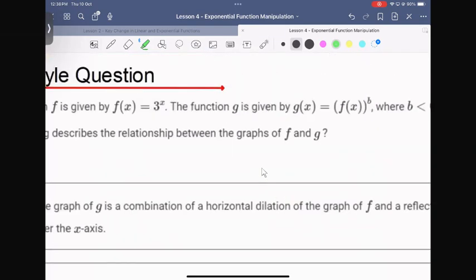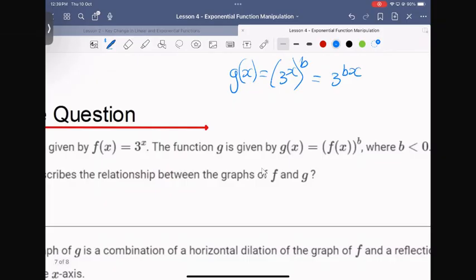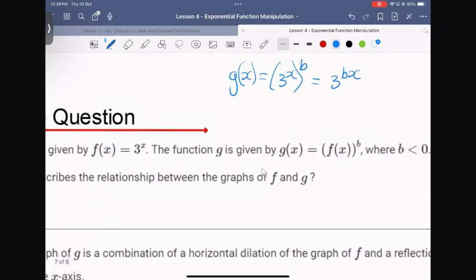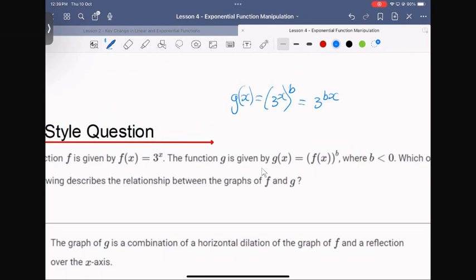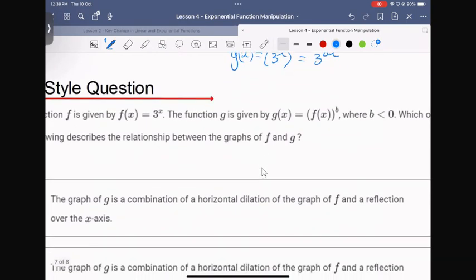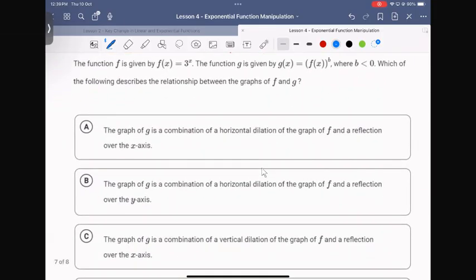Let's have a look. So g of x is going to be what? It's going to be 3 to the x to the power of b, which is 3 to the bx. This is a horizontal dilation, isn't it? This is a horizontal dilation by a factor of 1 over b. We don't have the factors, but is it A or is it B? Why is it A?